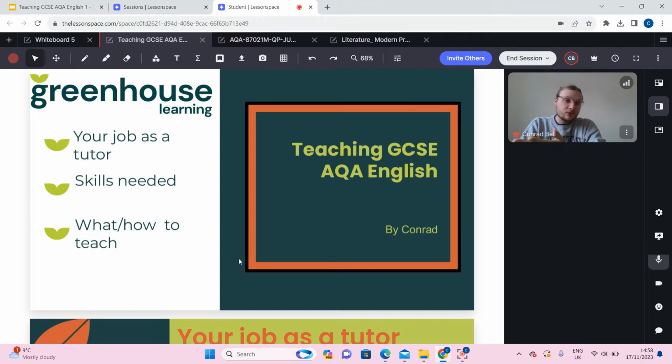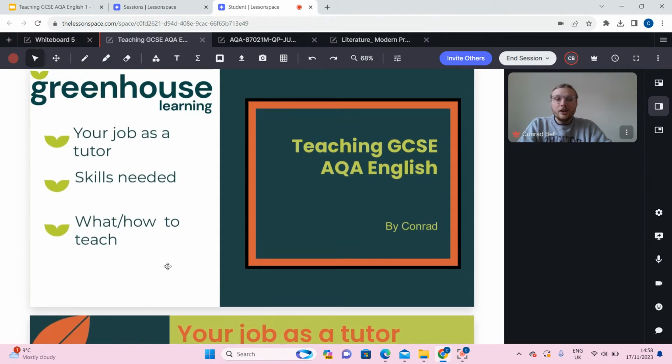And you can then relay that information to students, because lots of students that I teach don't really know how the exams work until later on when the exams are close. I always think it's a good idea to get them knowing what they're meant to be doing as soon as possible so that they can start working towards it. There's no point in knowing all the answers to all the questions if you don't know how to answer the questions in the first place. So this first video is just going to be quite a short one, going over your skills as a tutor, the skills that are needed, and how to teach these lessons.